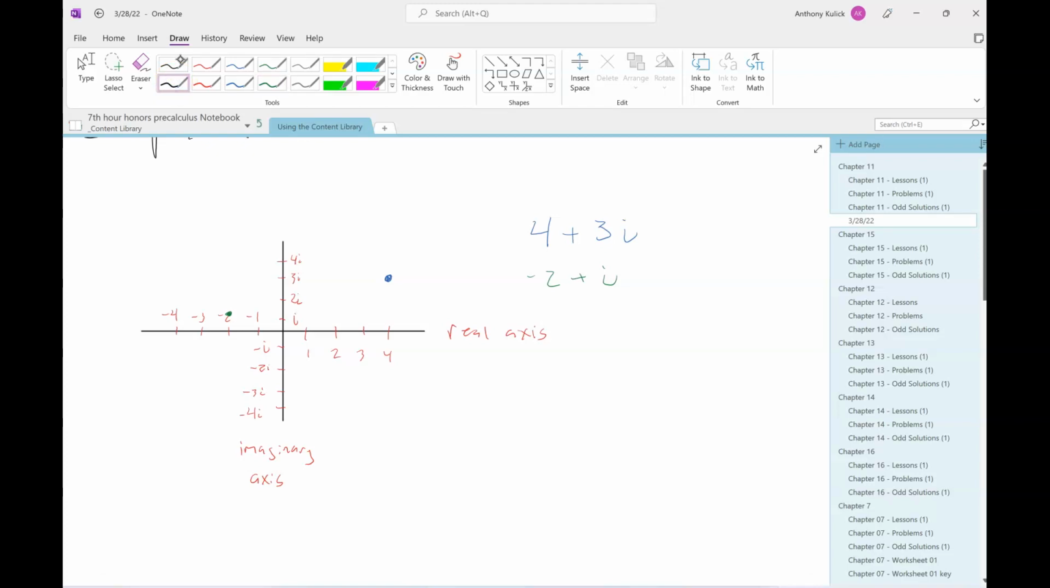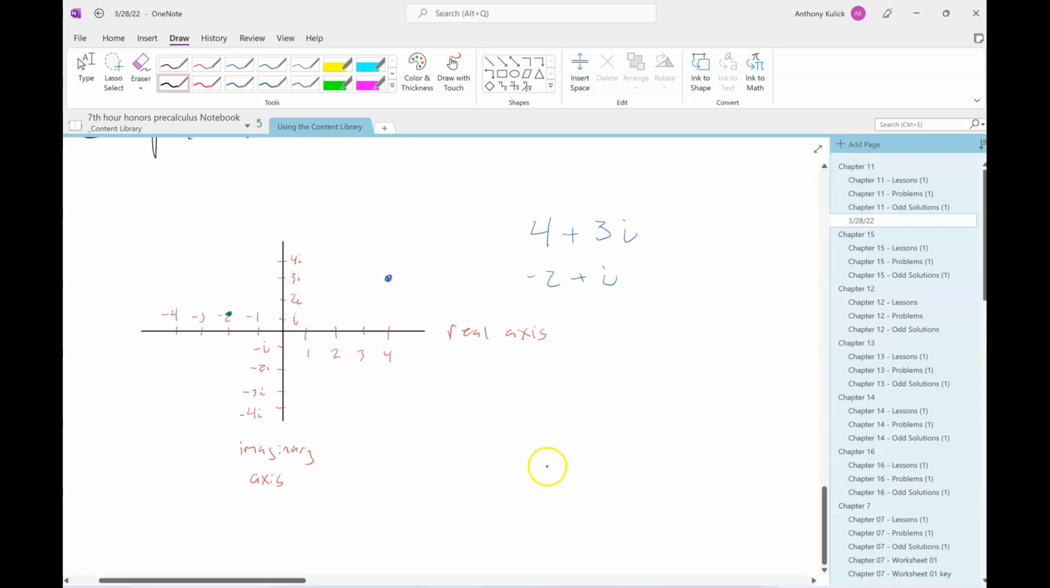Now, okay, Mr. Kulig, this seems pretty easy. This basically is the same thing as doing what? Plotting points, right? Like, there's an X and a Y coordinate. Whoop-de-doo! Why are we bothering with this?